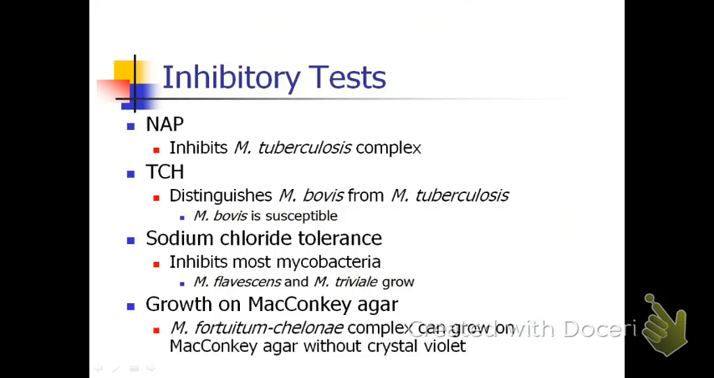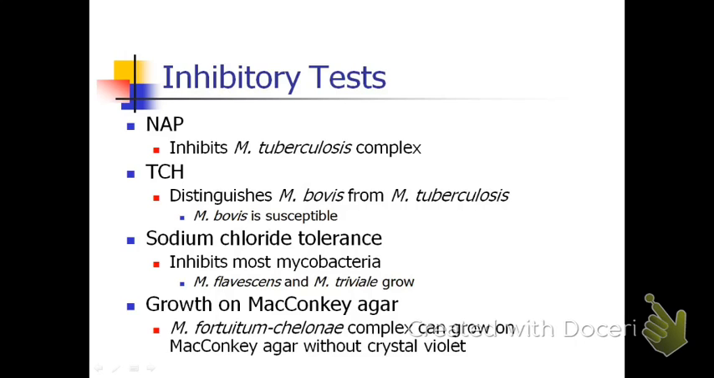Then there would also be inhibitory tests. This group of tests is known as the inhibitory test because upon addition of this reagent, some organisms would be inhibited, which means that they will not be able to grow. That's the reason why we call it the inhibitory test. This includes the NAP, which inhibits the M. tuberculosis complex, then the TCH, which would allow you to differentiate Mycobacterium bovis from Mycobacterium tuberculosis.